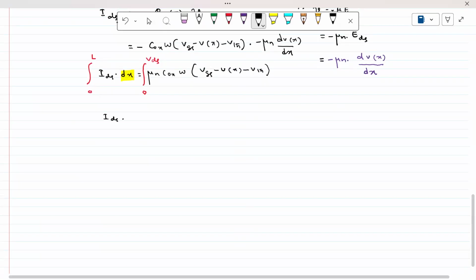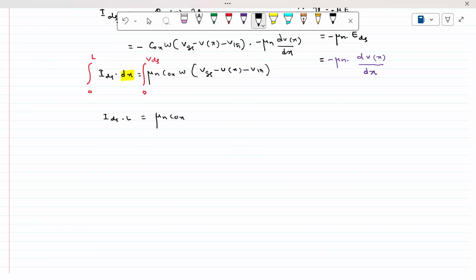IDS into L is equal to mu n Cox W into VGS minus VTH into VDS minus VDS squared divided by 2. If you integrate this and apply the limits, everything that we have seen in the last class, I'm directly writing this. It's just a simple integration part, so I have taken that directly.